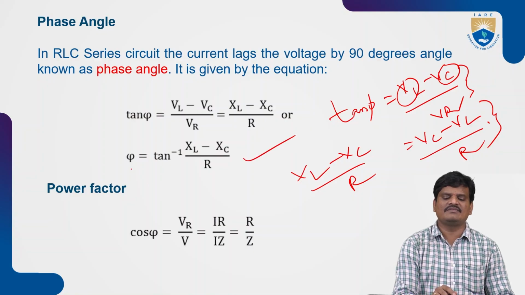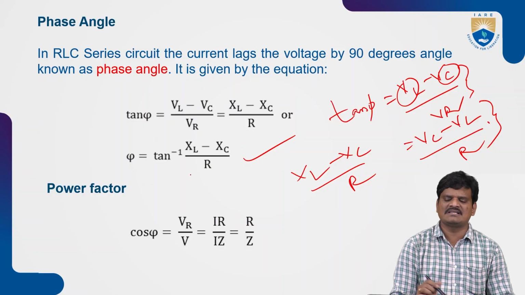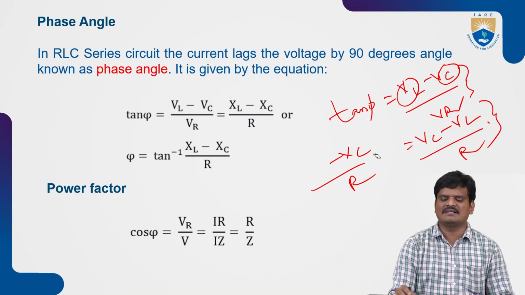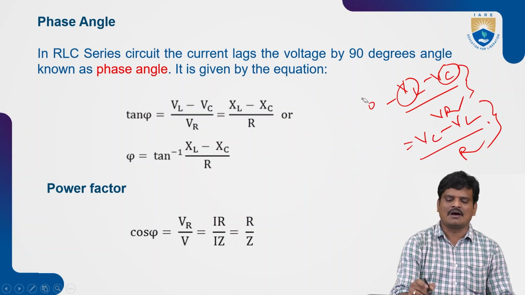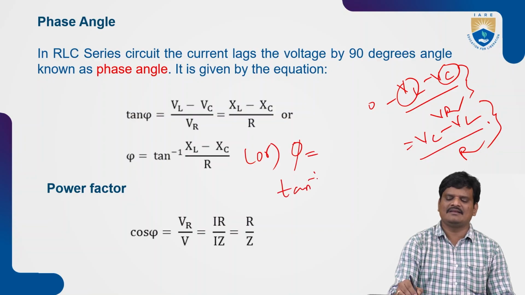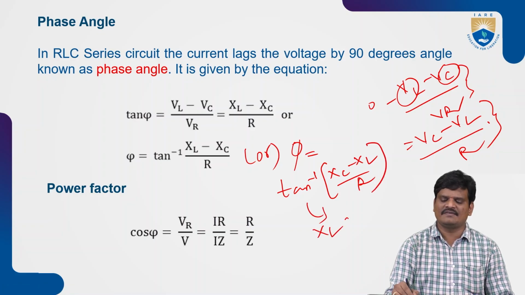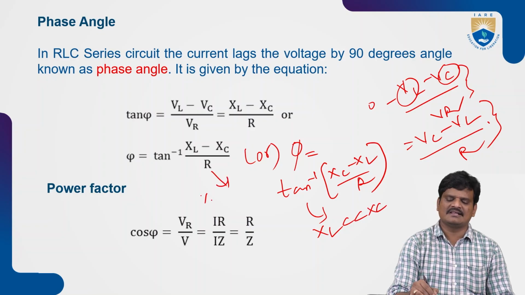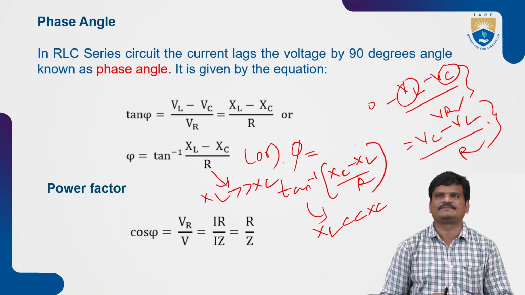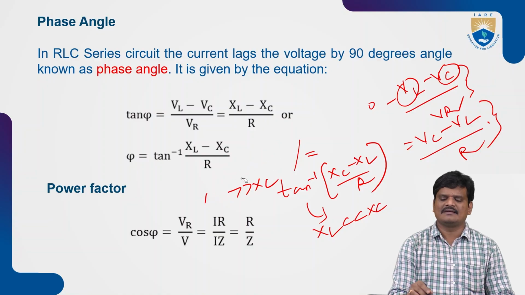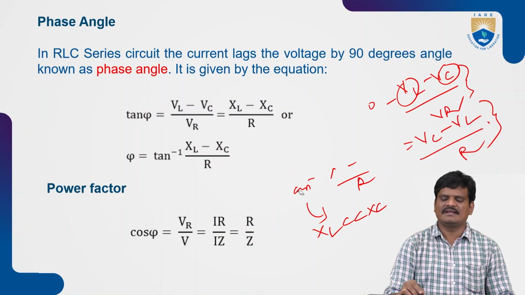So the value of the phase angle obtained for the series RLC circuit can be represented as phi equal to tan inverse of XL minus XC by R, or it can also be phi equal to tan inverse of XC minus XL by R under the second case, that is when the value of XL is less than XC, and this is the expression for XL greater than XC.